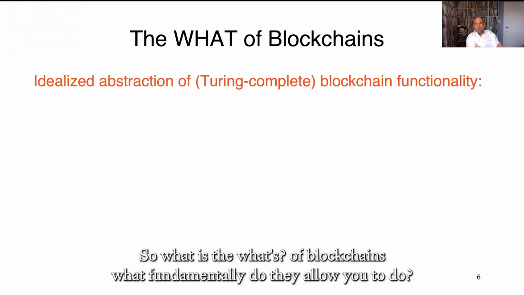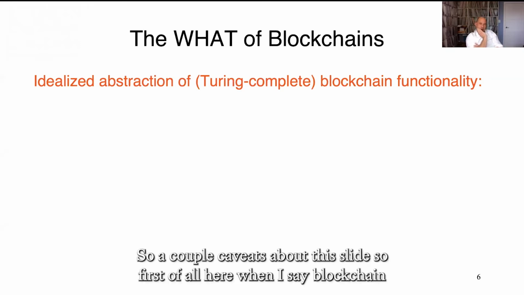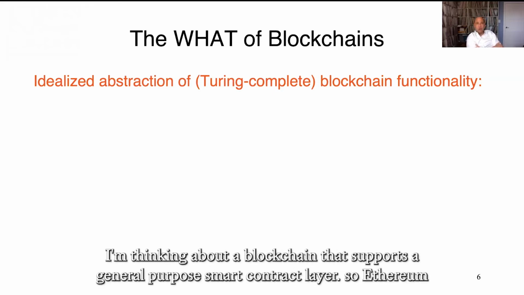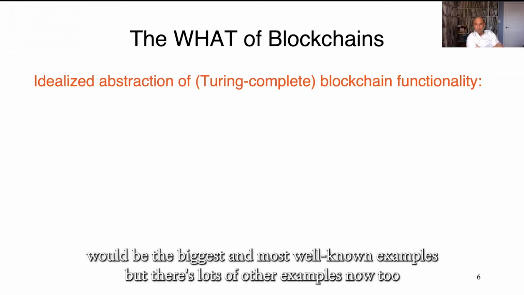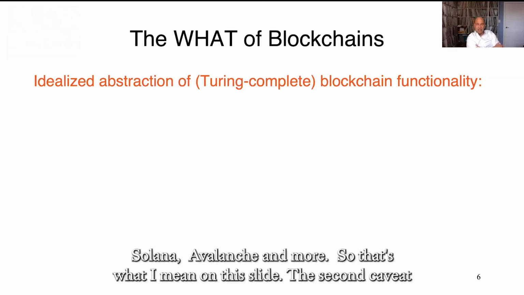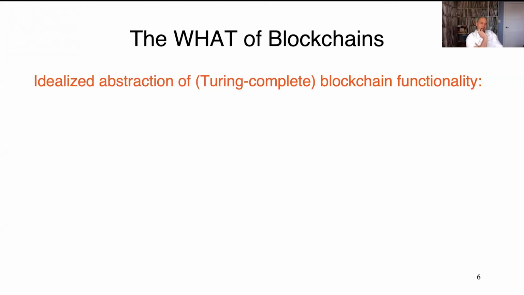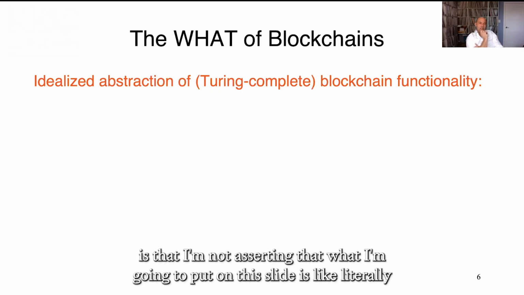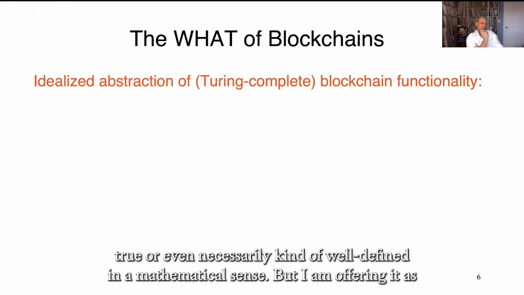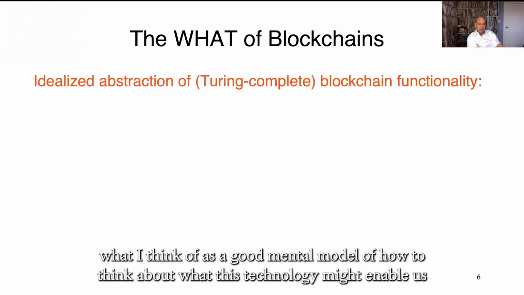So what is the what of blockchains? What fundamentally do they allow you to do? A couple caveats about this slide. First, when I say blockchain, I'm thinking about a blockchain that supports a general purpose smart contract layer. Ethereum would be the biggest and most well-known example, but there are lots of other examples now too, Solana, Avalanche, and more. Second caveat is that I'm not asserting that what I'm going to put on this slide is literally true, or even necessarily well-defined in a mathematical sense, but I am offering it as what I think of as a good mental model of how to think about what this technology might enable us to do.